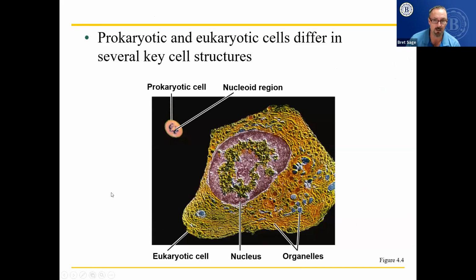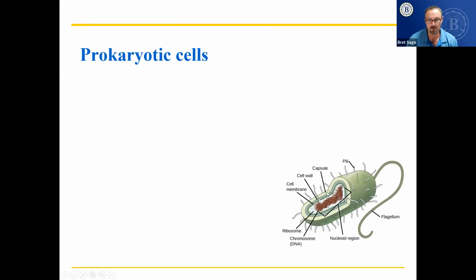Okay, prokaryotic cells. You can see the prokaryotic cell in the upper left. It has what's called the nucleoid region because it doesn't have a nucleus. It's much smaller, less well organized, less complex. Notice the eukaryotic cell has a nucleus and organelles, much larger, much more complex. Okay, there's that picture of the bacterium again. You can see some of its external structures such as pili, flagellum for swimming, the chromosome, DNA, and cell wall.